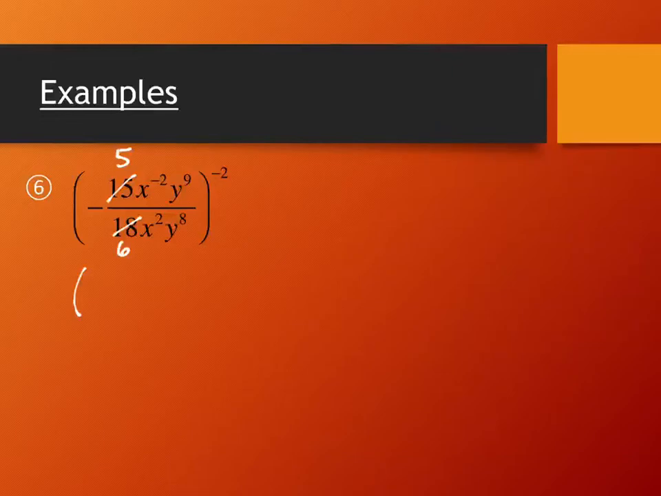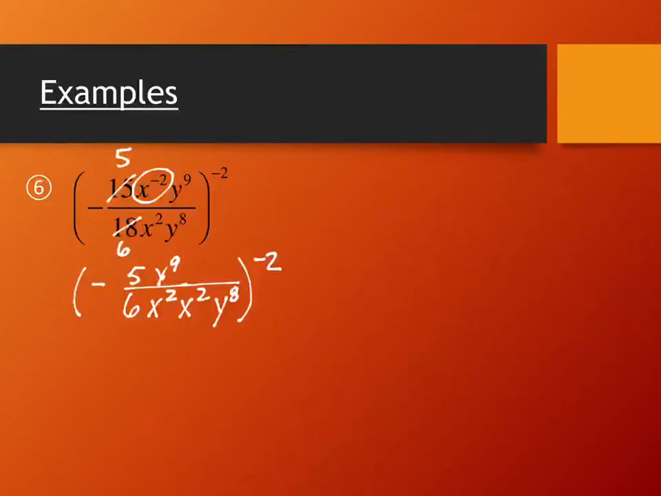So right now I have a negative. I have a 5 on top. I have a y to the 9th on top. I have a 6 on bottom. I already had an x squared on bottom, and now I'm going to have another x squared on bottom. And I have a y to the 8th on bottom. Is that all right for everybody? So I reduced the 15 and the 18 to give me 5 and 6. And I moved the x to the negative 2 that was here to the bottom to make it x to the positive 2. Those are the two steps I did.